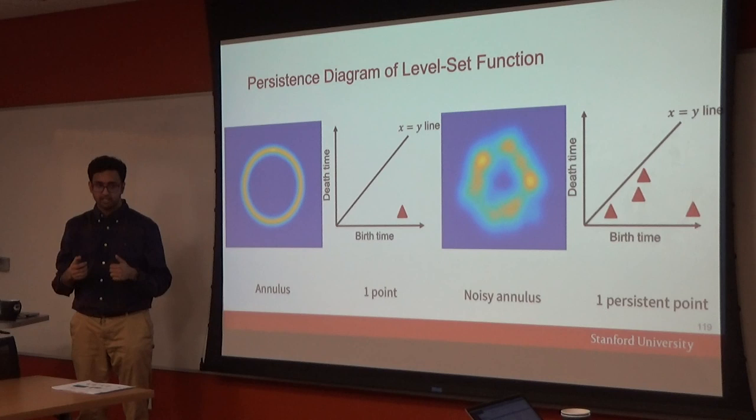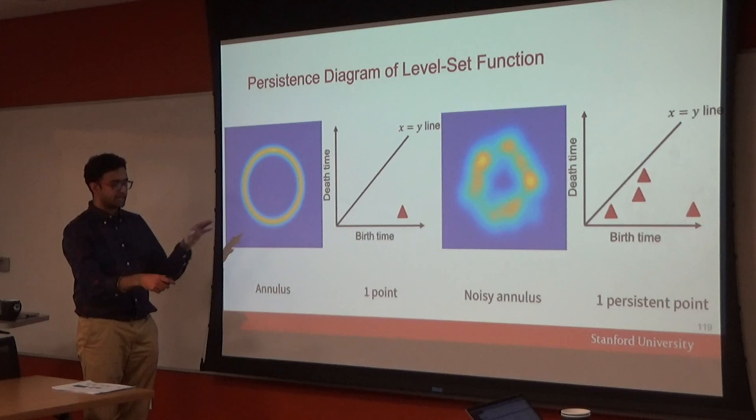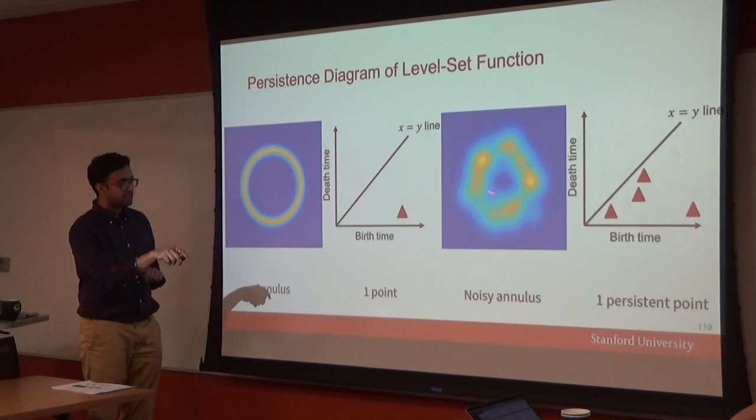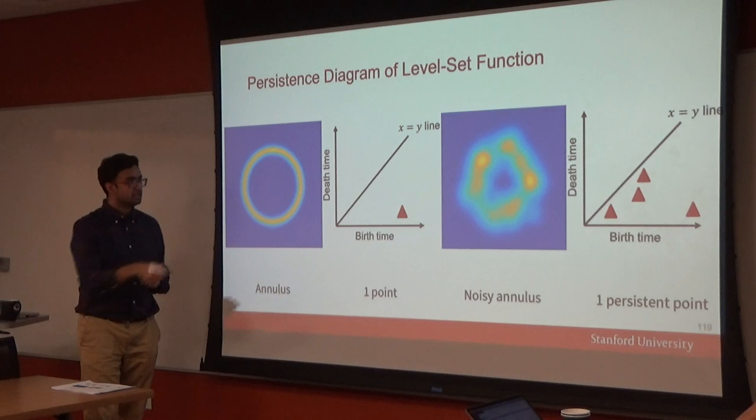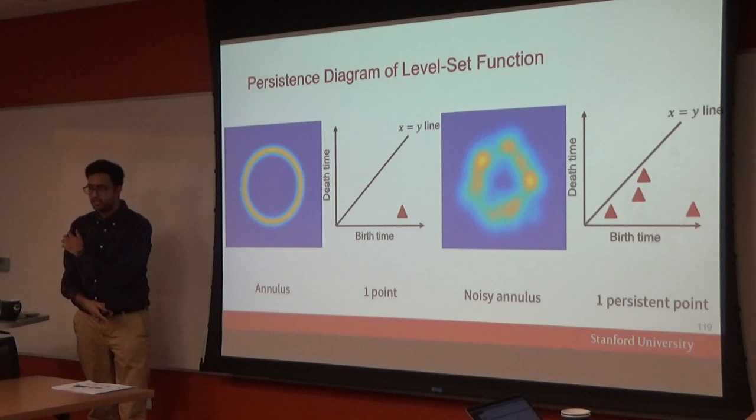For example, you have a noisy annulus over here. This is basically just an annulus which has been generated by throwing some noise around this point cloud. So given this noisy annulus, there is one major hole. And this major hole is captured by a point which is very far away from the x equal to y line. But then there are a number of other noisy topological components which are captured by points which are close to the x equal to y line.